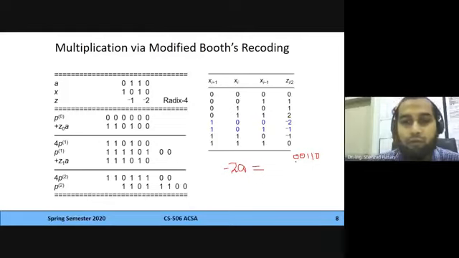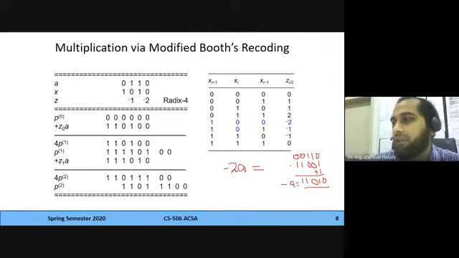So I need to first of all negate this. So this becomes 1 1 0 0 1 and add 1 to it, right? So that becomes 1 1 0 1 0, right? So this is minus A. This is the value of minus A. So if this is A, then this is your 2's complement, minus A.